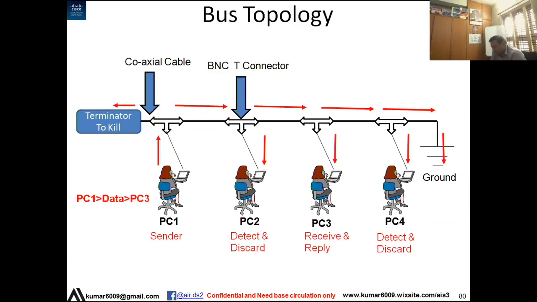See, like this. So I am sending. Only PC3 is going to receive and reply, the rest will discard. Understand this point? Now who is replying? PC3 replies, again same thing. Others also receive, but they say, boss, I am not the receiver, so I detect and discard. Only PC1 will receive and reply.